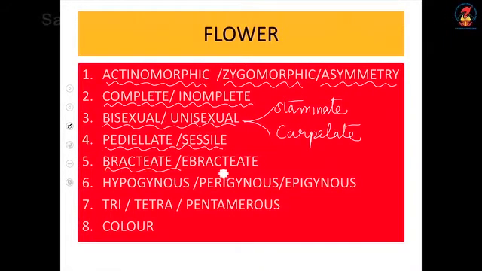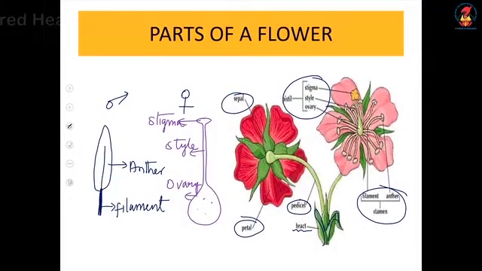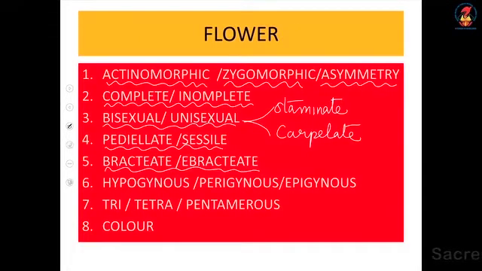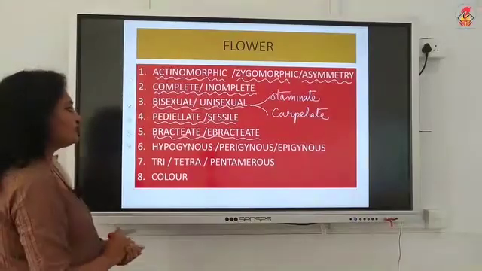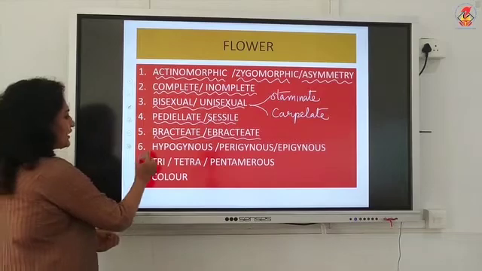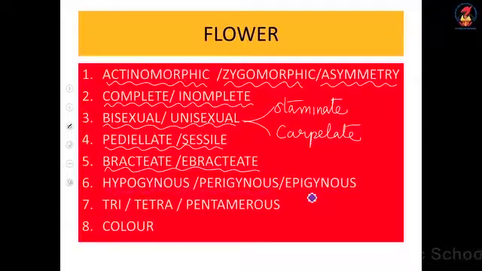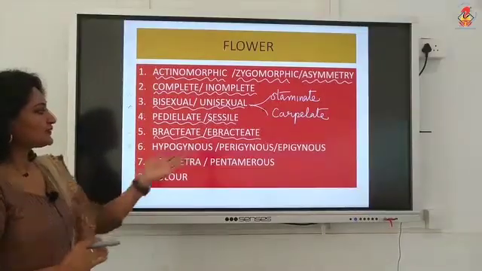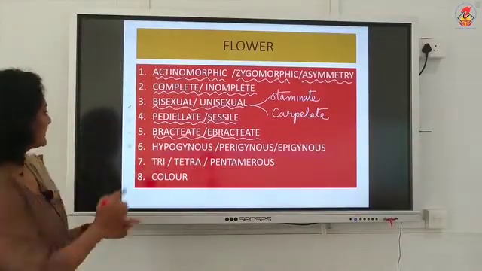Then, bracteate and abracteate. Previously, I told you about the bract. See, if the bract is present, it is called bracteate flower. But in some cases, at the base of the pedicel, bract is absent. Then it is called abracteate. See the option. Bracteate and abracteate. E in front of bracteate. Clear? Next, hypogynous, perigynous and epigynous. This is very, very important. It can be asked for 3 marks. So, I have a separate slide to explain hypogynous, perigynous, epigynous. But before that, we will go to the next option.